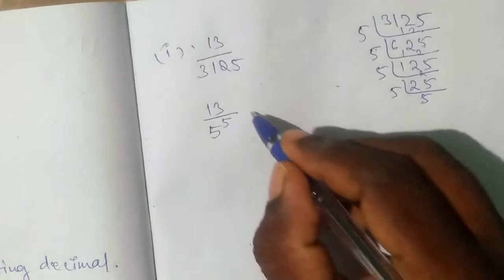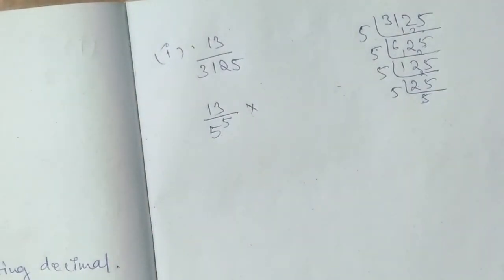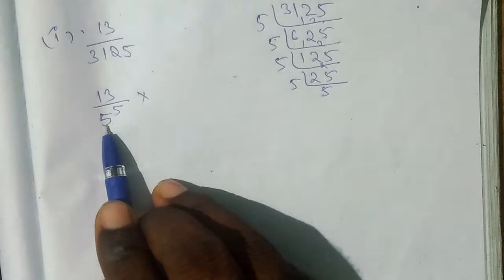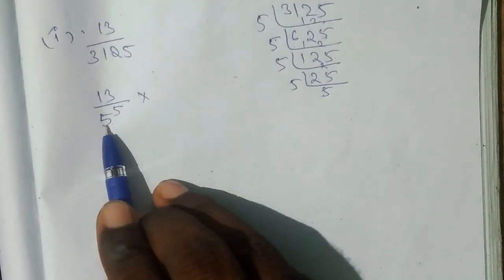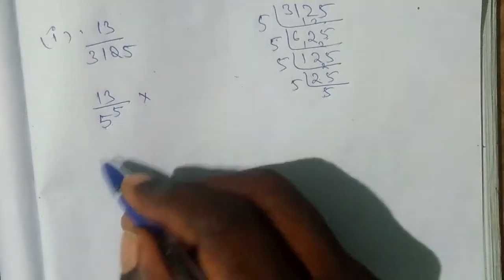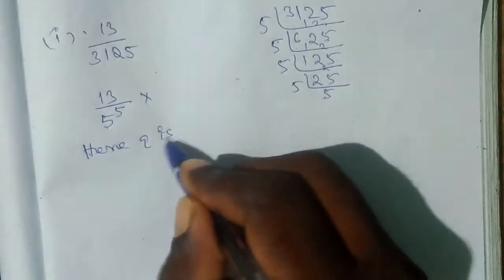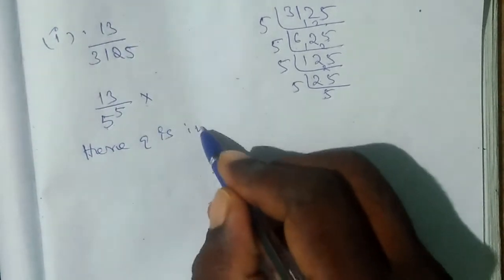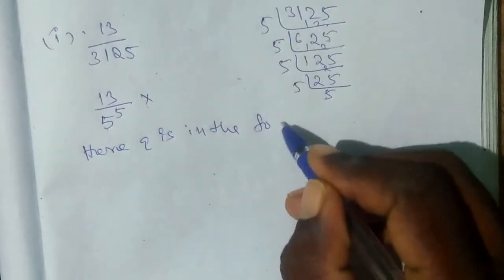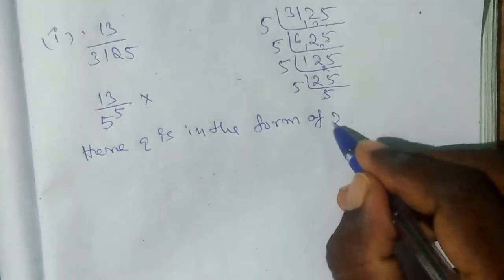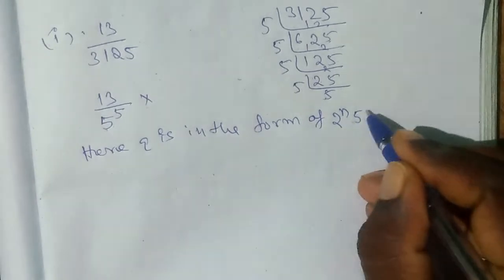13 by 5 to the power of 5. So the Q is in the form of 2 to the power of n, 5 to the power of m.